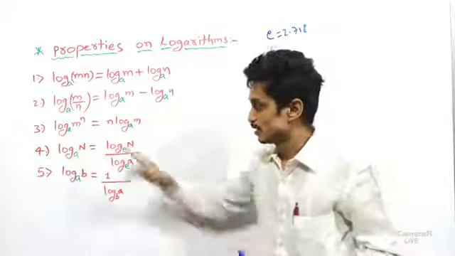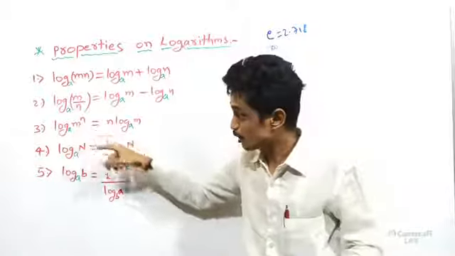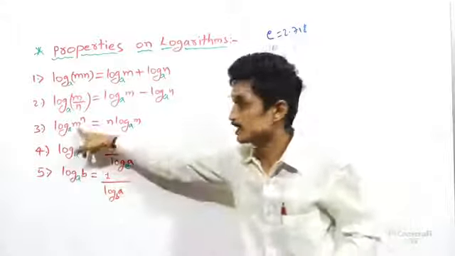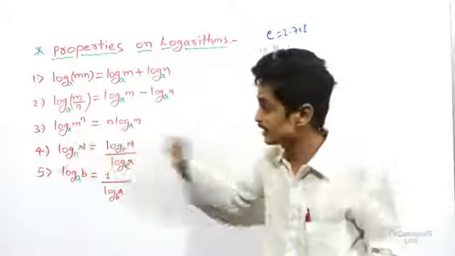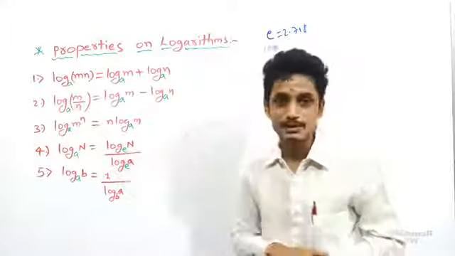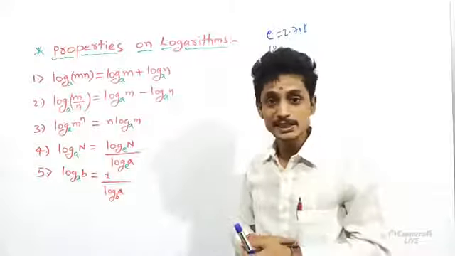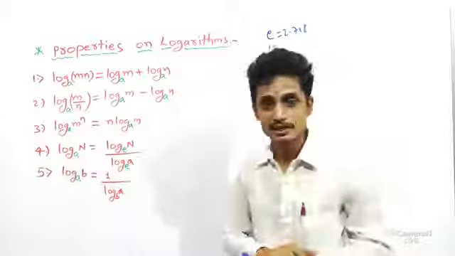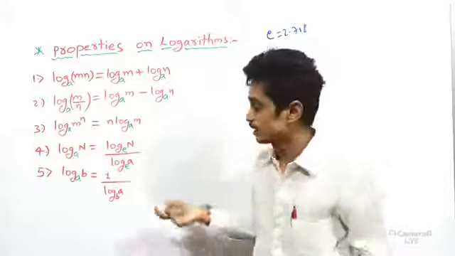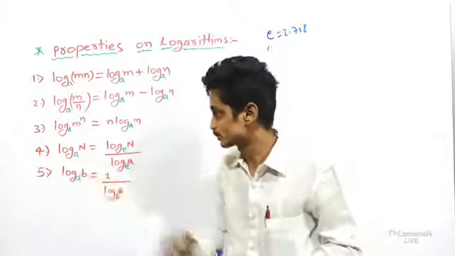What is this one? Log of the number to the power something means log of the given number considered in exponential form. How to write that? n times log of that number to the base a. And look at this one. Here the base is not particularly e, and not particularly 10. Any base is there, that is a, either rational or irrational, any positive number other than 1 and greater than 0.